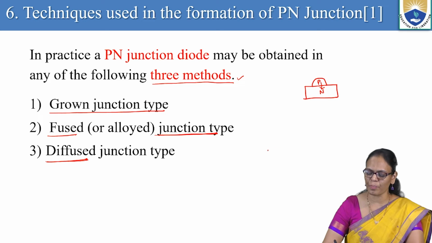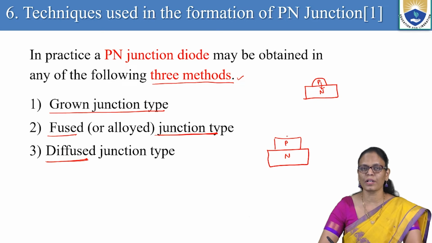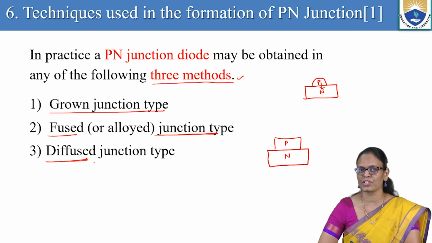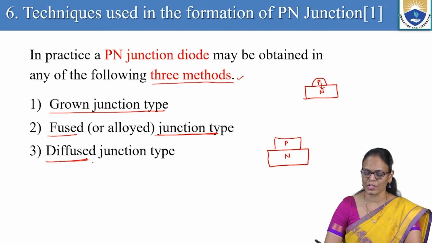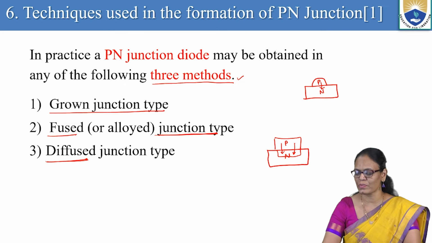So here also the process is the same. You take N-type and also P-type. But here, diffusion is always the process of movement of charges or material from higher concentration to lower concentration. So you take the concentration of P more, so that it gets diffused into the N-type and you have a junction here, a PN junction, which is the diffused type.